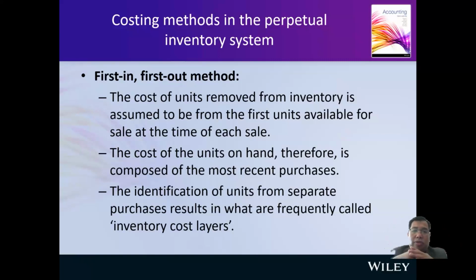So let us go to the first one. First in, first out. The cost of units removed from the inventory is assumed to be from the first units available. So this is the critical information here.